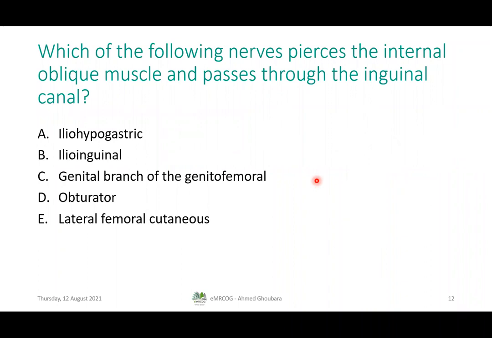I'll show you a very nice diagram of the inguinal canal in a minute, just bear with me. Which of the following nerves pierces the internal oblique muscle and passes through the inguinal canal? We need a nerve that pierces the internal oblique muscle and passes through the inguinal canal. The ilioinguinal nerve, perfect, good.